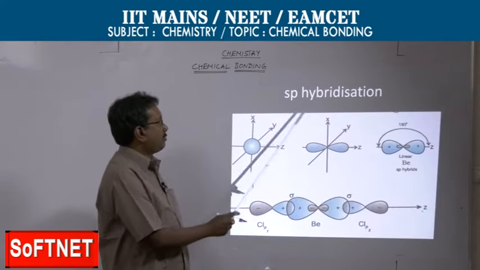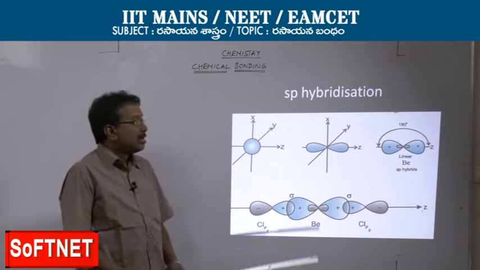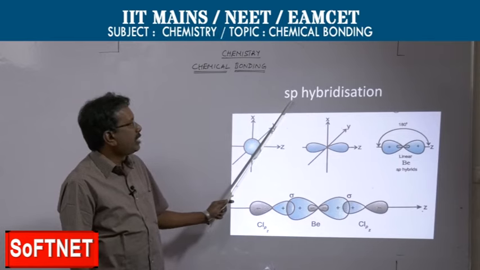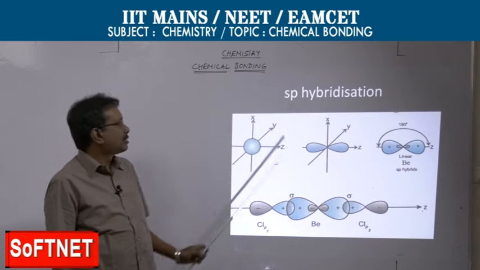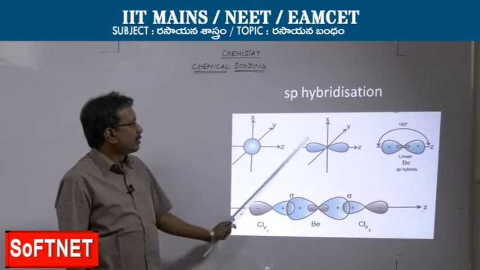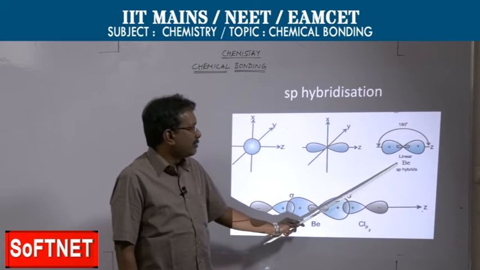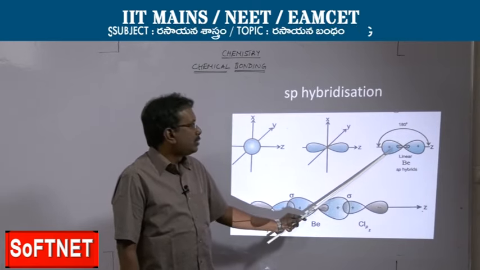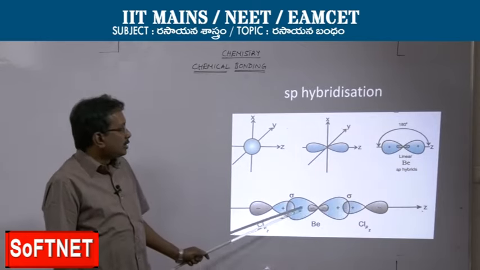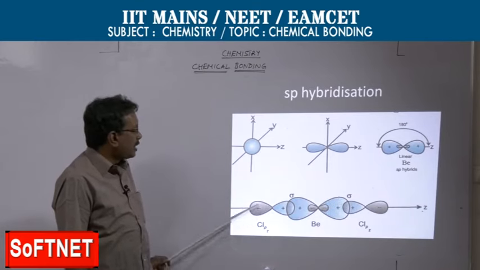Next I am giving a few examples here. First one is sp hybridization. What is the meaning of sp hybridization? Intermixing of one s and one p orbital and thereby forming two sp hybrid orbitals. So one s orbital is taken, one p orbital is taken, then we got two sp hybrid orbitals. This is an example given here, beryllium. So these are the two sp hybrid orbitals of beryllium. Now these two sp hybrid orbitals of beryllium overlap with the p orbital of chlorine.